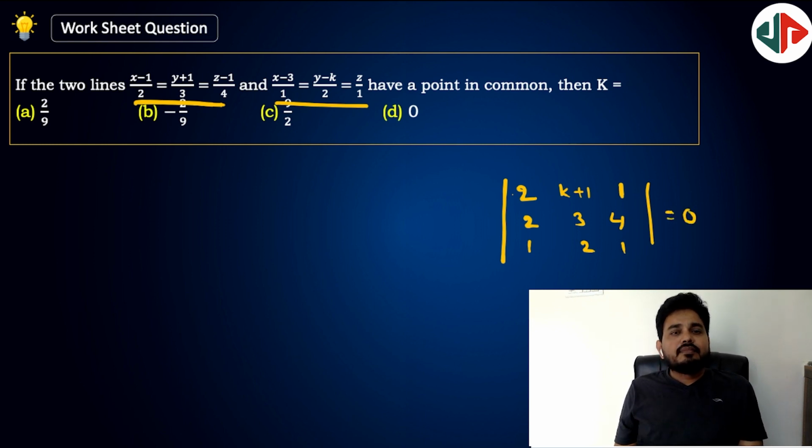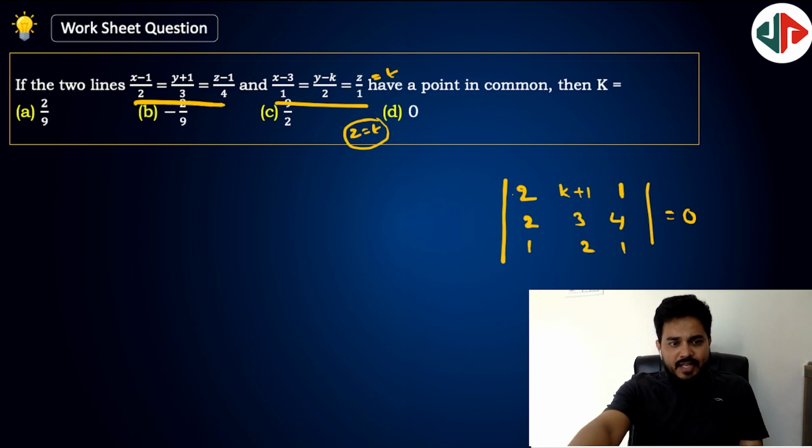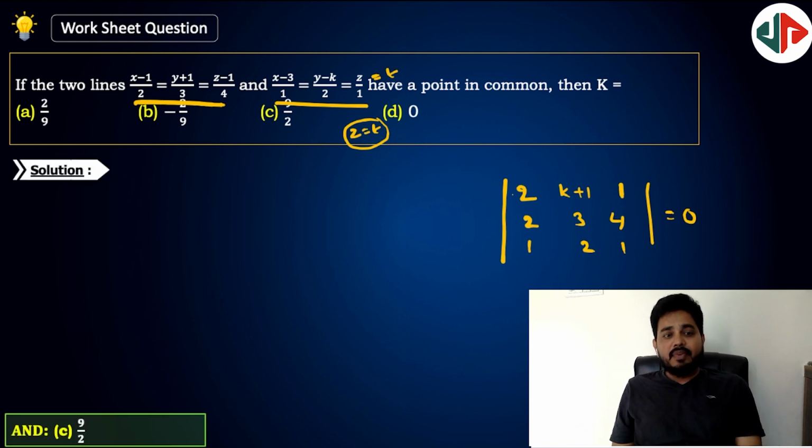Okay? R is equal to T. So Z is equal to T and K is equal. You just substitute the things. Okay? So this is the better thing to find and the value will be equal to 9 by 2.